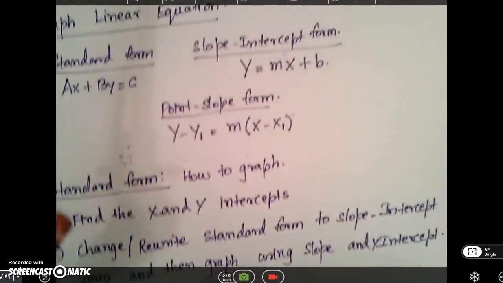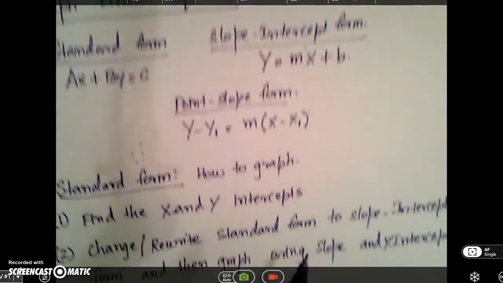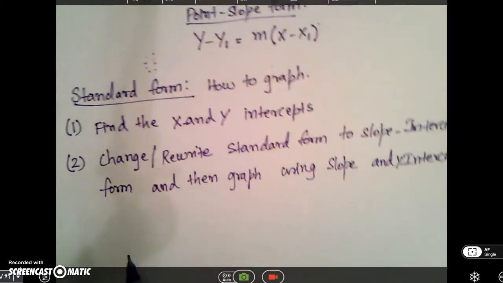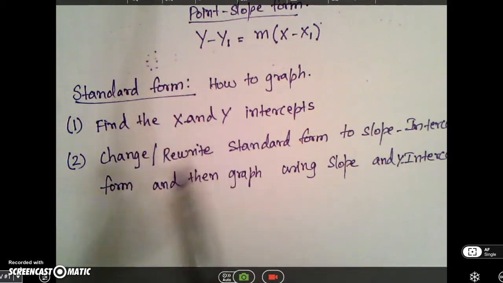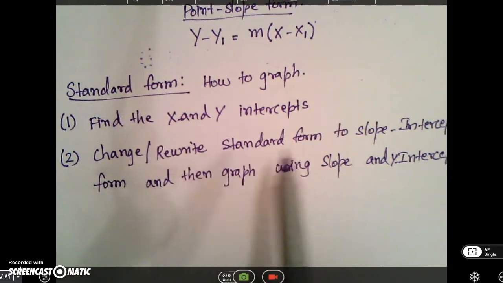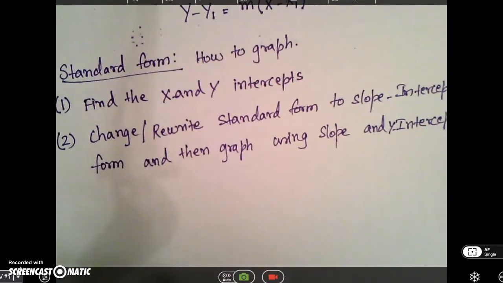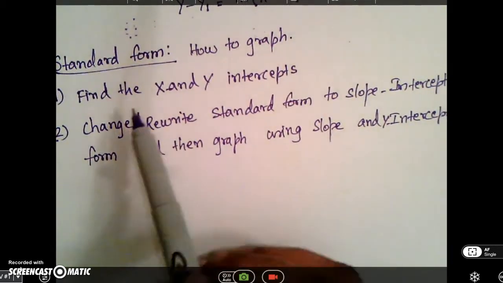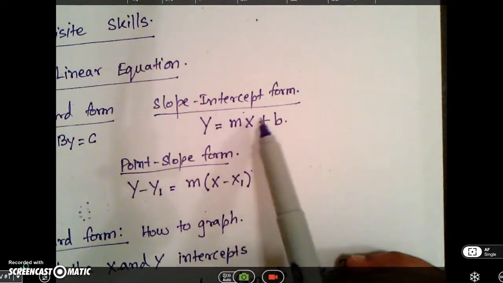I need to know how to graph my standard form and slope-intercept form, right? So we're going to take one equation which is in standard form. We are going to graph it using intercepts first, and we are also going to use the same equation to rewrite it into slope-intercept form and graph it using slope and y-intercept. So we're going to do it both ways. When we do it both ways, we achieve a third goal, which is graphing by slope-intercept form.